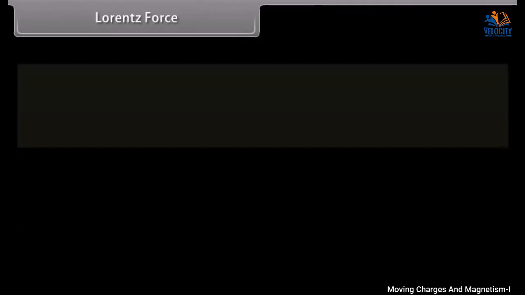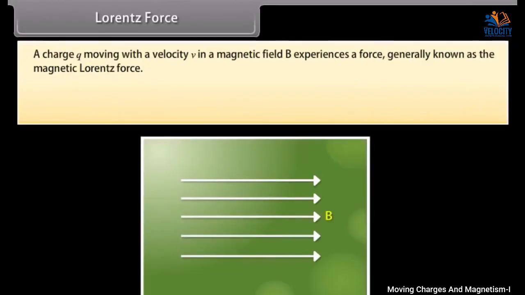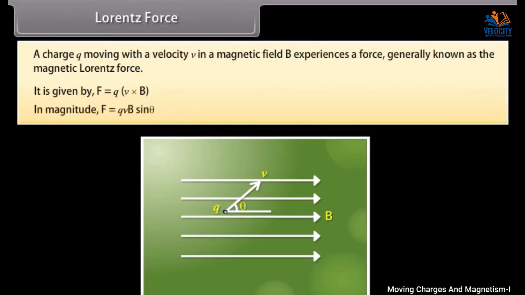Lorentz force. A charge Q moving with a velocity v in a magnetic field B experiences a force generally known as the magnetic Lorentz force. It is given by F is equal to Q into the cross product of v and B. In magnitude, F is equal to QvB sin theta.